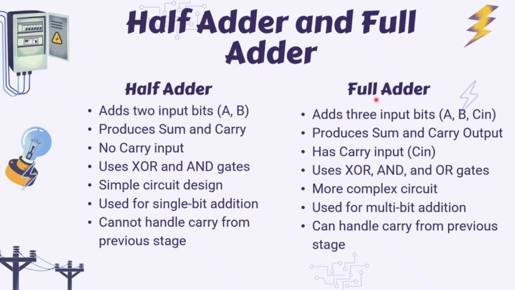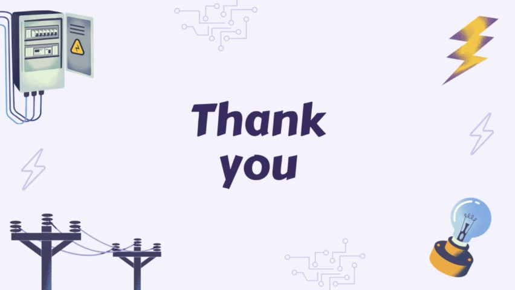On the other side, we have seen the full adder. A full adder adds three inputs, that is, A, B and carry input C. It produces sum and carry outputs. It uses XOR and OR gates, so the circuit is slightly more complex. But the major advantage is that it can accept carry input from the previous stage, making it suitable for multi-bit addition, which we use in computers and digital systems. Thank you.